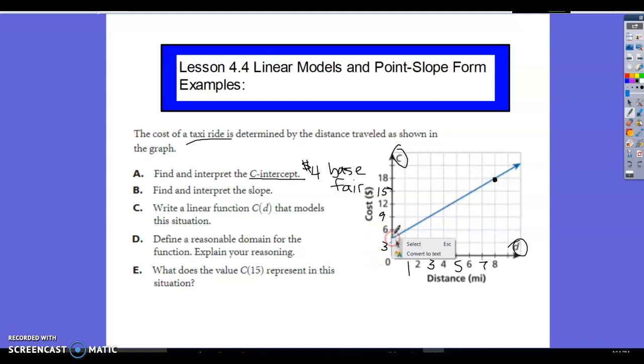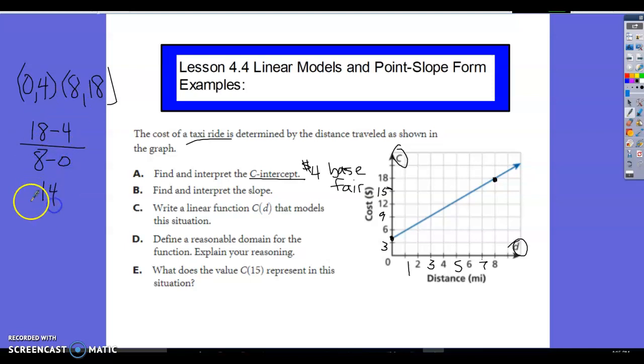Let's use the point that we just determined was 0, 4. And another point on the graph is 8, 18. And we can find the slope from this. So we're going to do 18 minus 4 over 8 minus 0. So we got 14 over 8. And if we reduce that, it's 7 over 4.